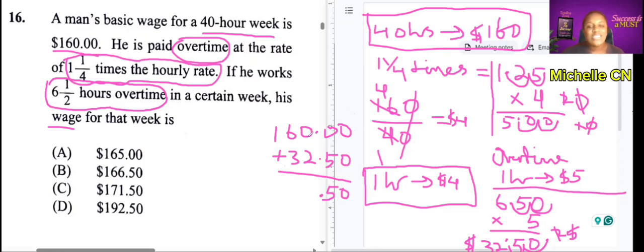0 plus 2 is 2, and 6 plus 3 is 9. 1 and nothing is 1. So his wage for that week is $192.50, which is option D.